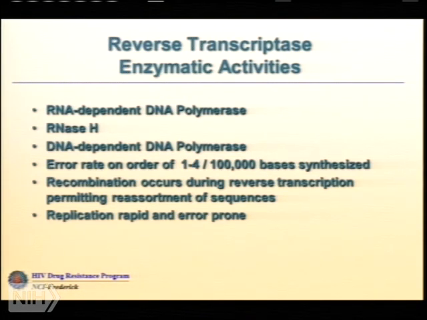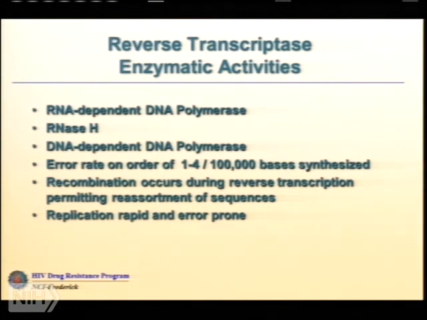But then the product of that first reverse transcription event is an RNA-DNA hybrid. I have to get rid of that RNA molecule if I'm going to make a double-stranded DNA. So reverse transcriptase carries another activity, called RNase H. And that cuts out the RNA from an RNA-DNA hybrid.